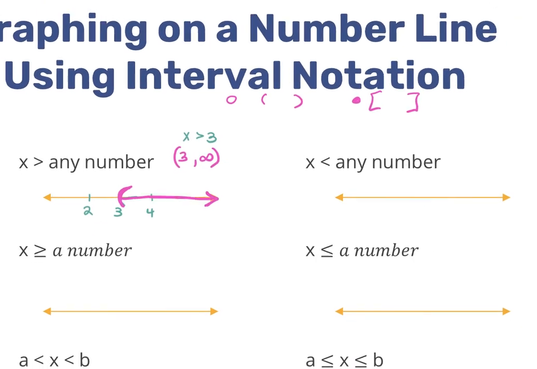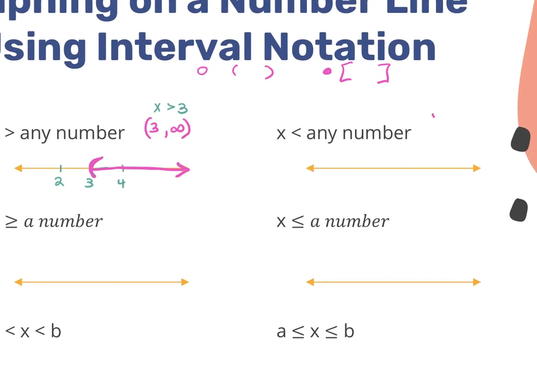If it's less than a number, so let's say it's less than 3, I would do the same thing on my number line, 2, 3, 4. This time it's a parentheses, but it points to the left because that's where numbers are less than 3. And then my interval notation goes from negative infinity up to 3 with a parentheses on the 3 because we want to not include the 3. So arrow to the right goes to positive infinity, arrow to the left goes to negative infinity.